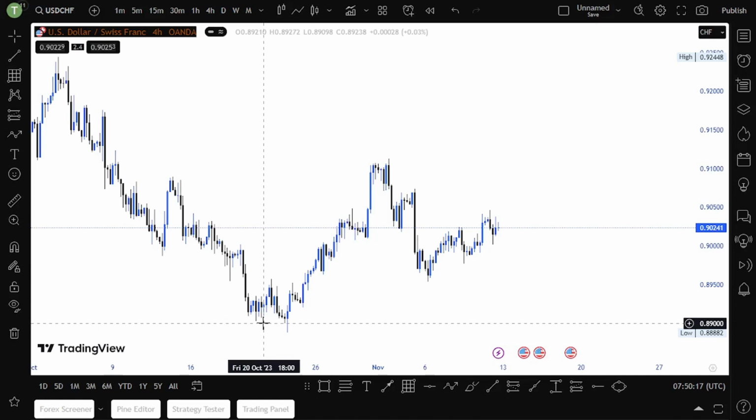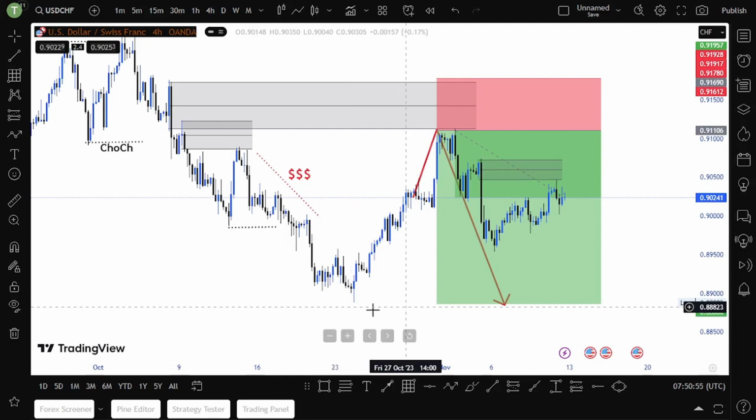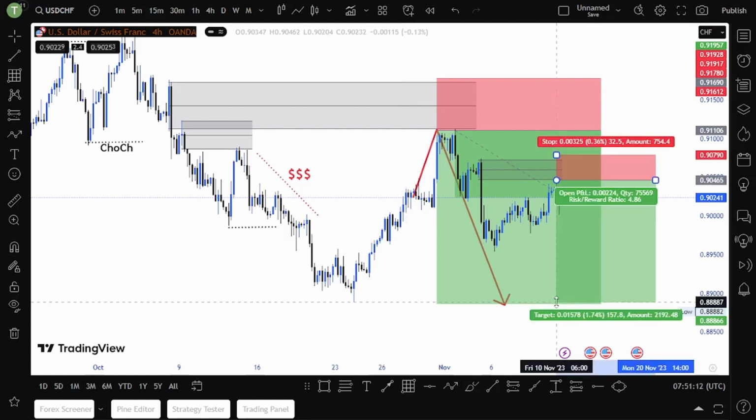If we maybe get a second entry, I would recommend you enter at this zone. We already tapped into this one, so we would have entered our second sell here. Then you put your stop loss somewhere slightly above this zone, and that is where we would have entered. You put your TP just below this last lower low.